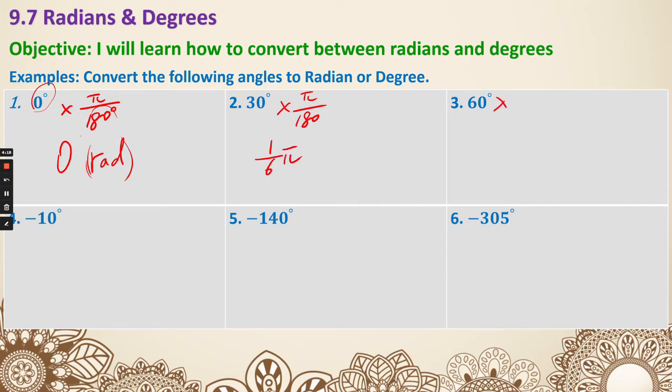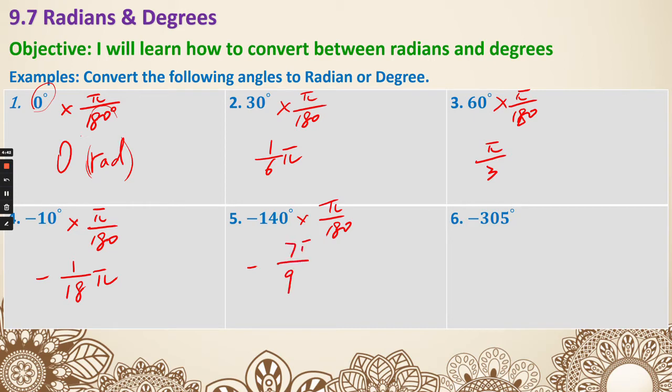Next, 60 times pi over 180. That's 60 over 180, which is pi over 3 radian. Next, negative 10 times pi over 180, the negative signs stay there. 10 over 180 simplifies to be 1 over 18 pi. Of course, you can also just write it as pi over 18, that is the same. Next, times pi over 180, that is going to simplify to be 7 pi over 9.